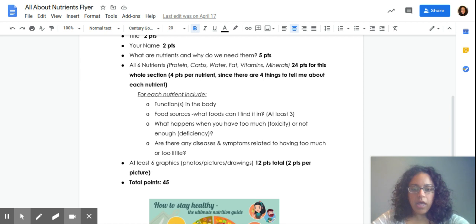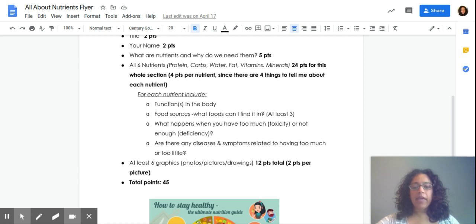After you tell us what food sources you find it in, the next thing you're going to tell us is what happens when you have too much of this nutrient in your body. When you have too much, it's known as a toxicity. And then we also need you to tell us what happens when you don't have enough of this nutrient in your body. Not having enough is called a deficiency. Then after that, you need to tell us, are there any diseases and/or symptoms related to having too much or too little of each of these nutrients?